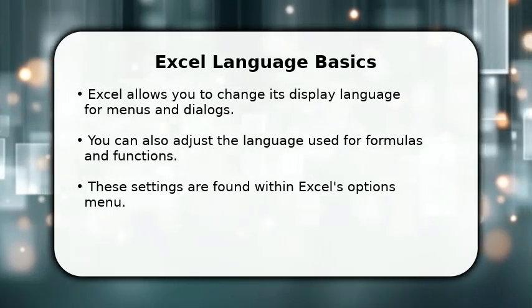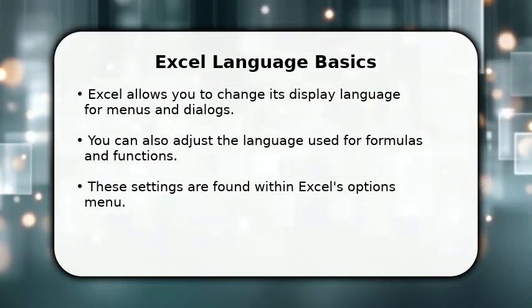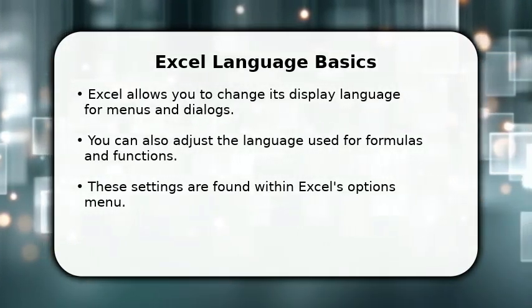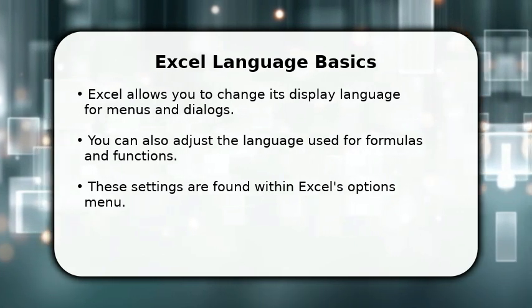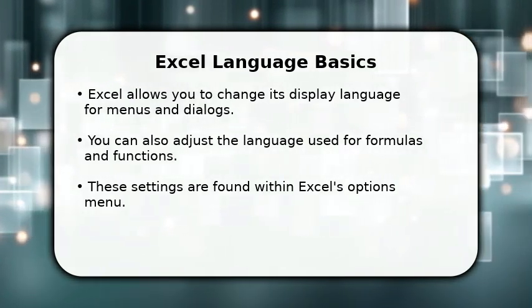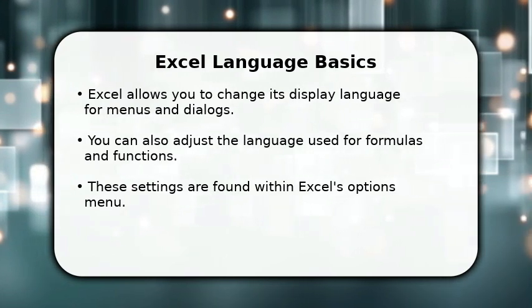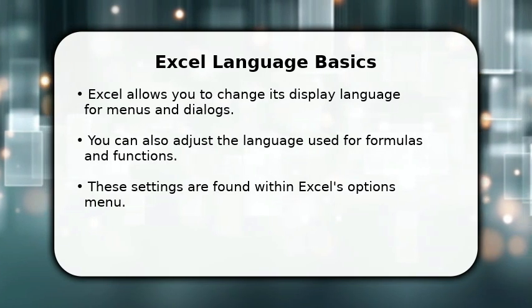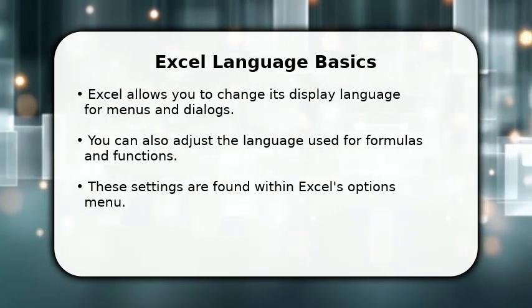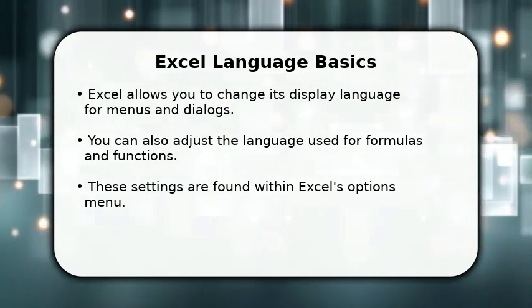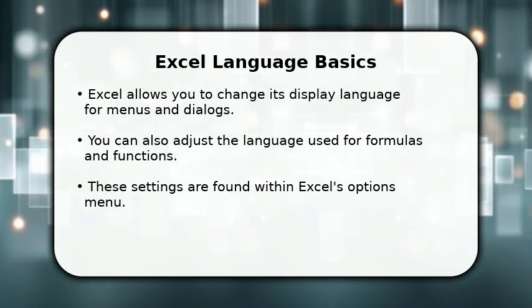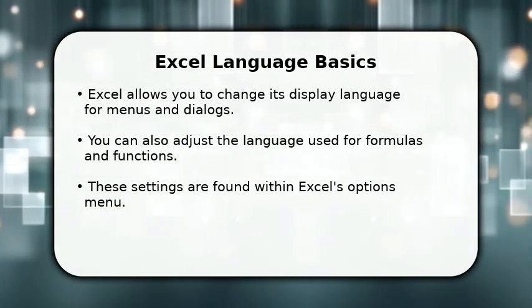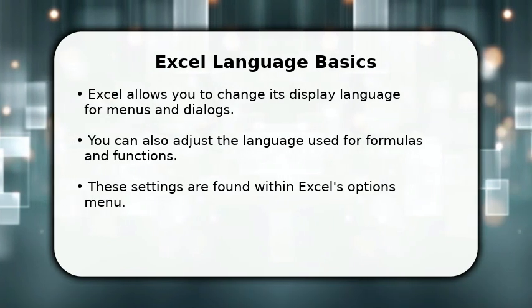In this video, I will explain how to change the language in Excel. First, open Excel and navigate to the File tab, then select Options. This opens the Excel Options dialog box, where you'll find various settings to customize your experience. Understanding these initial steps is crucial for effectively managing language preferences within the application. We'll cover both display and formula language adjustments in detail.